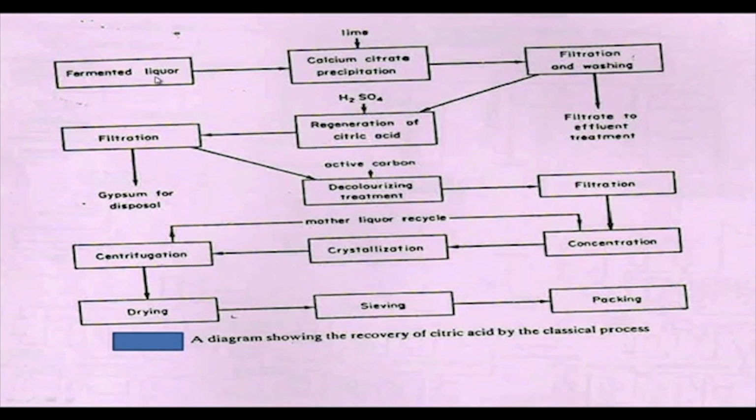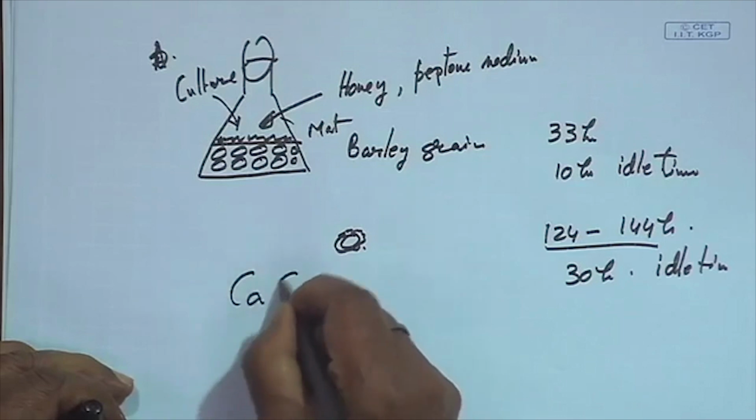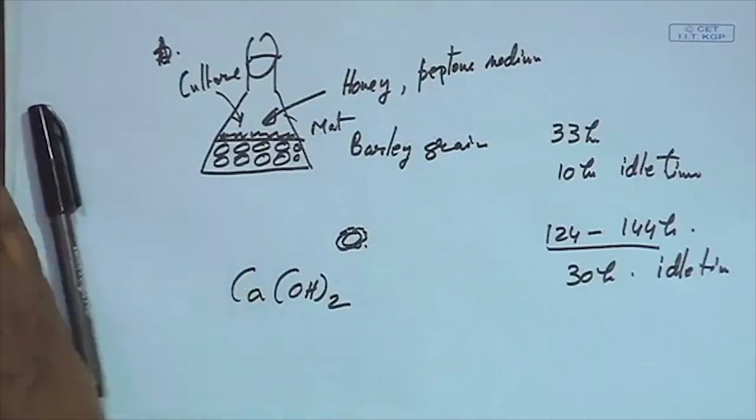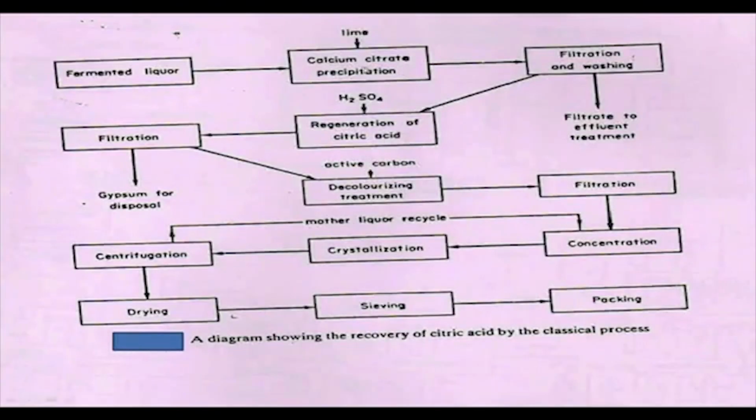This filtered material we treat with lime. Why do we treat with lime? Because lime is nothing but calcium hydroxide. This calcium hydroxide reacts with citric acid and precipitates in the form of calcium citrate, and this is the solid mass. As soon as the calcium citrate is precipitated out, we pass it through filtration. This is called Panavis. I will show you how it works. We wash this with water, and then we discard the filtrate.